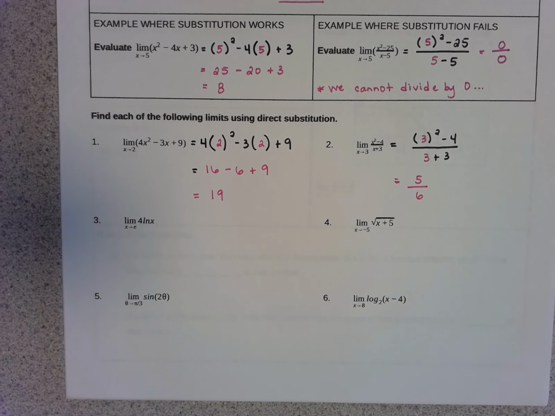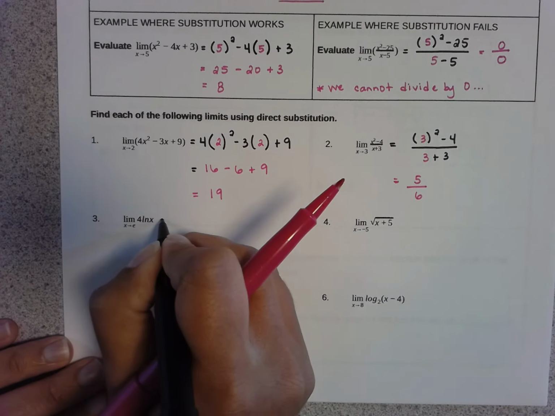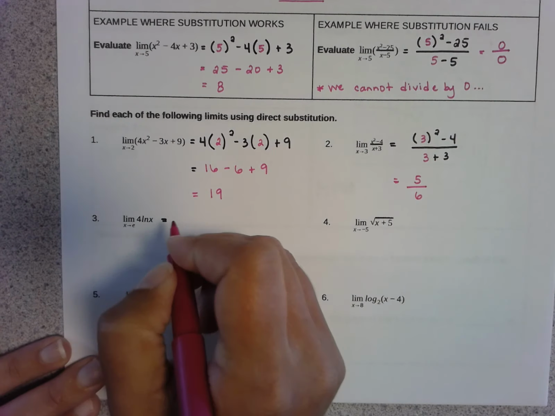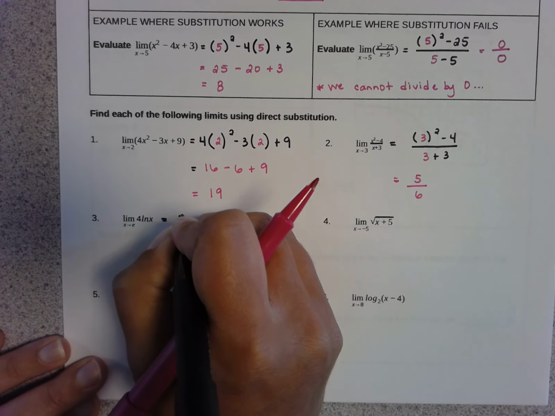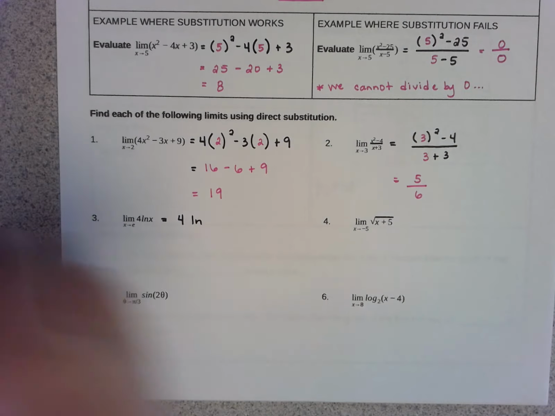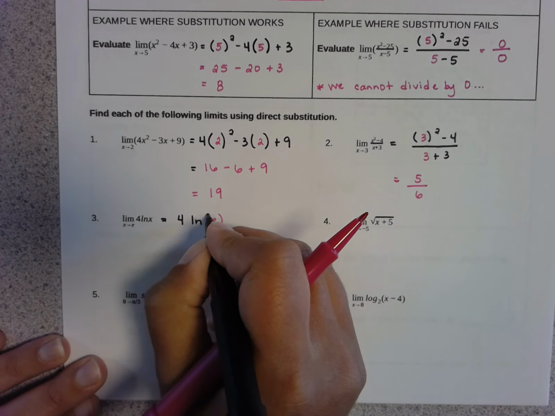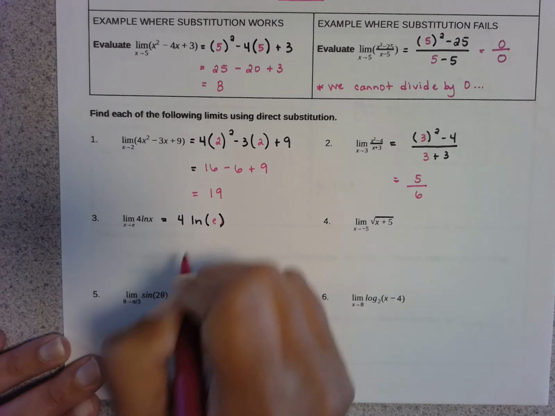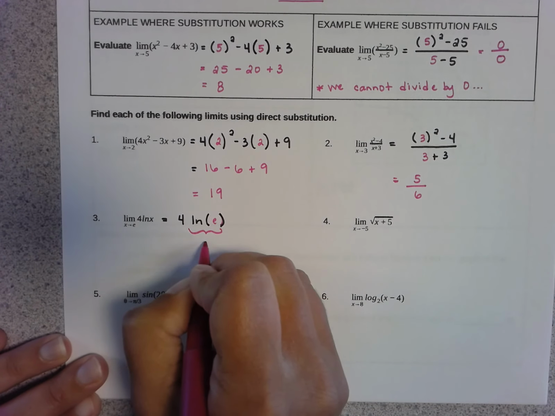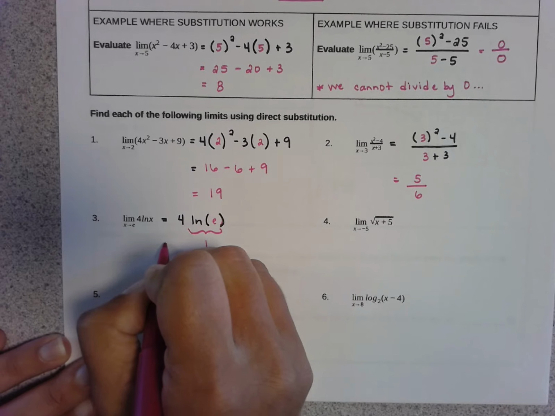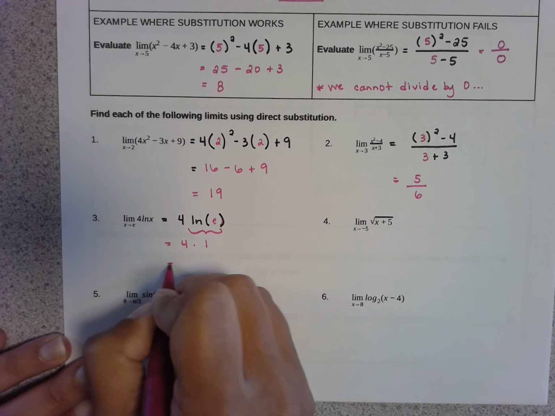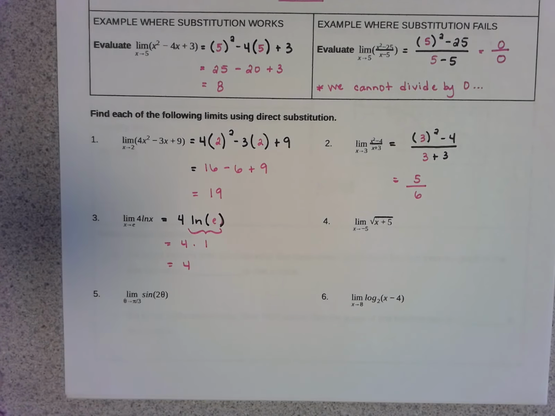For problem number 3, in order to evaluate this limit, we would substitute. Now, as a reminder, e is just a number. It's a number that's pretty close to the number 3. One thing we should remember is that the natural log of e is actually worth 1. So to simplify this, we would have 4 times 1, which is just 4.